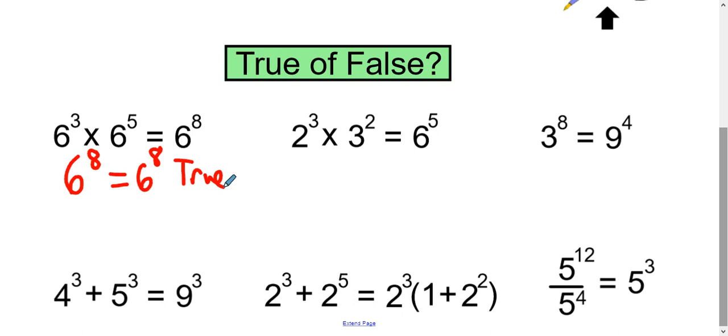2 to the third times 3 to the second, there's nothing the same. Remember, you keep whatever is the same. So really, this does not equal 6 to the fifth power, so this is false. There's nothing the same. You really can't do anything there.